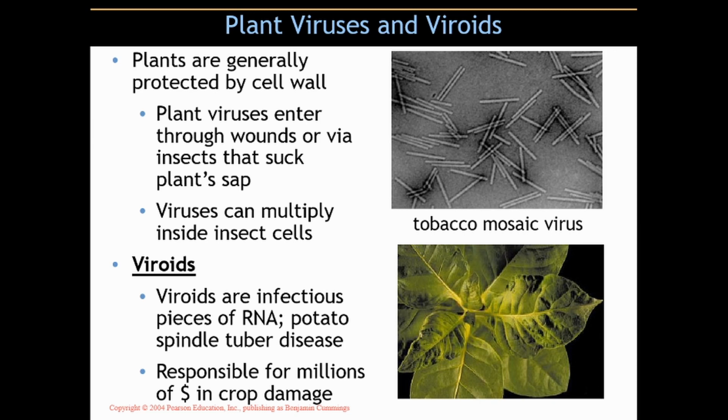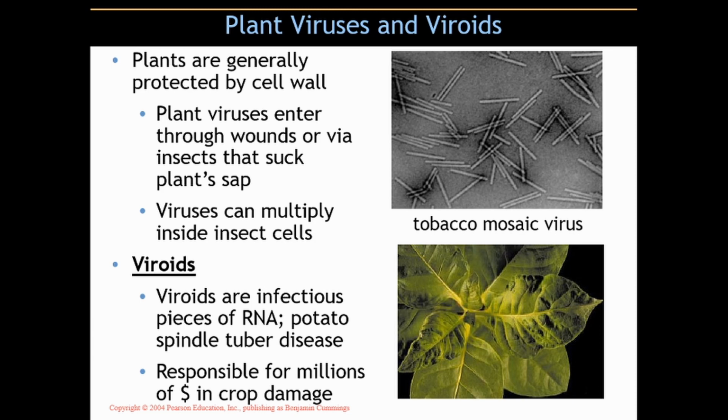Viroids are infectious pieces of RNA. It ends in "oid," so it's like the prefix. These things are like viruses, but they're not. Probably the most infamous one is the one that causes potato spindle tuber disease. It's responsible for millions of dollars in crop damage. So these are just little infectious pieces of RNA.